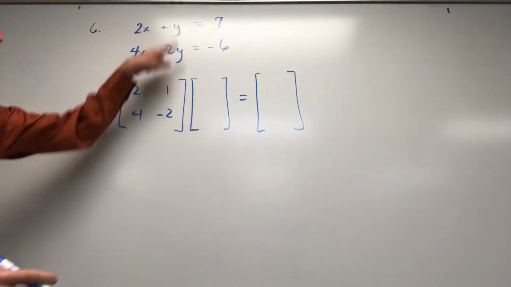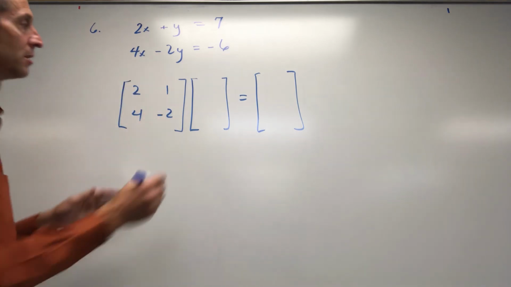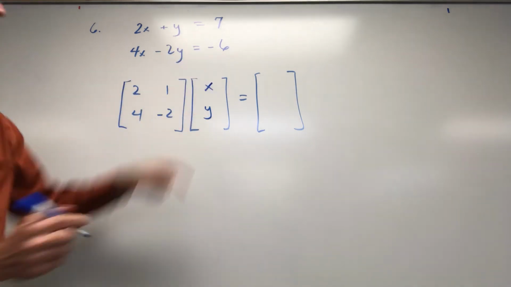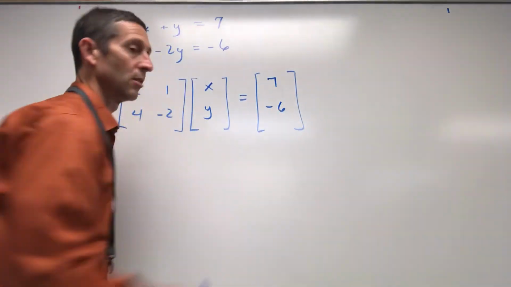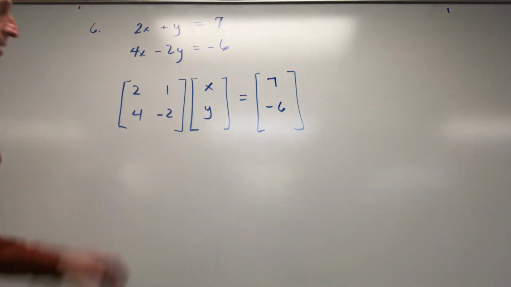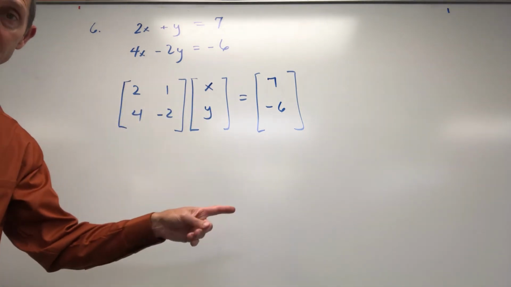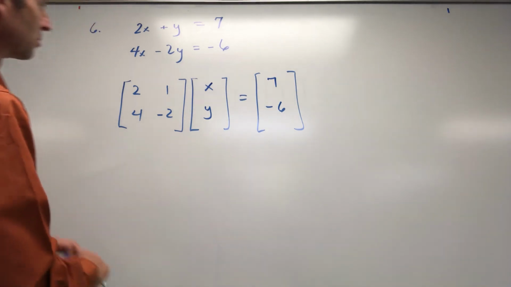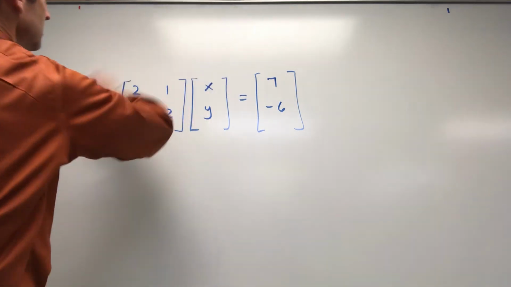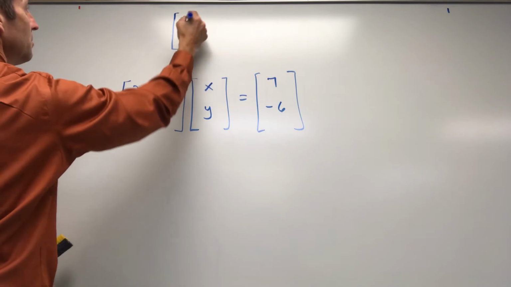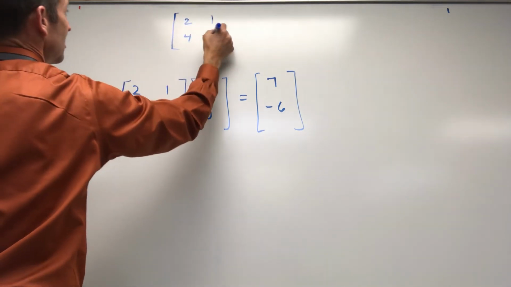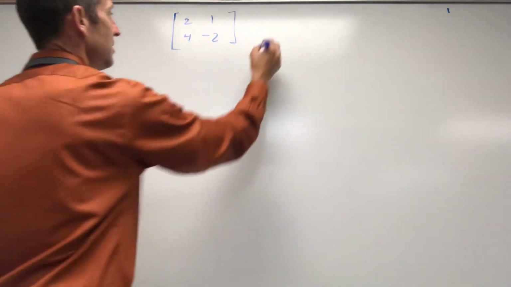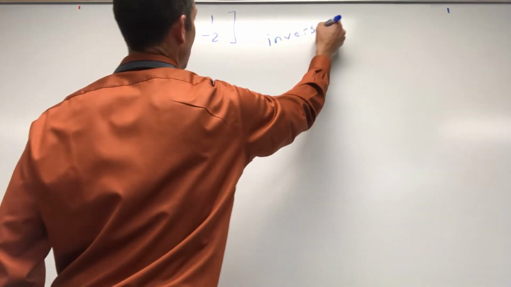We take the coefficients, the numbers, to make up my first matrix. My letters, my variables, make up the middle one. And then my answers are on the end. Once you get into matrix form, that's your first step. Second step is to grab this 2 by 2 and find its inverse. Let me pull him up here where we can work with him.